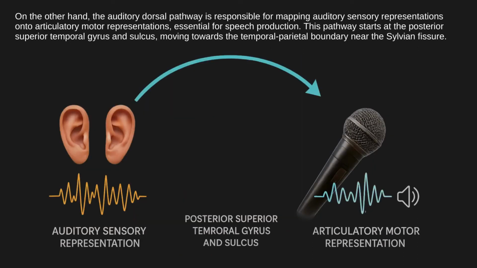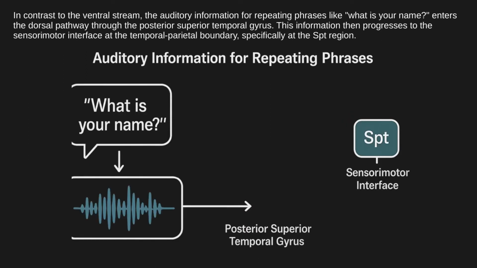On the other hand, the auditory dorsal pathway is responsible for mapping auditory sensory representations onto articulatory motor representations, essential for speech production. This pathway starts at the posterior superior temporal gyrus and sulcus, moving towards the temporal parietal boundary near the Sylvian fissure. In contrast to the ventral stream, the auditory information for repeating phrases like, "What is your name?" enters the dorsal pathway through the posterior superior temporal gyrus. This information then progresses to the sensory-motor interface at the temporal parietal boundary, specifically at the Spt region.